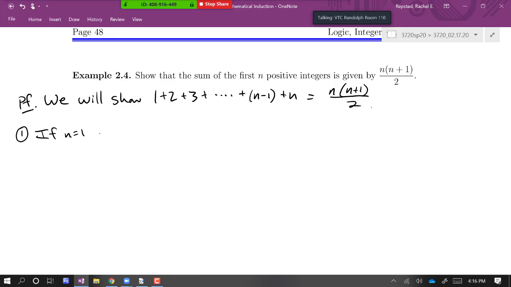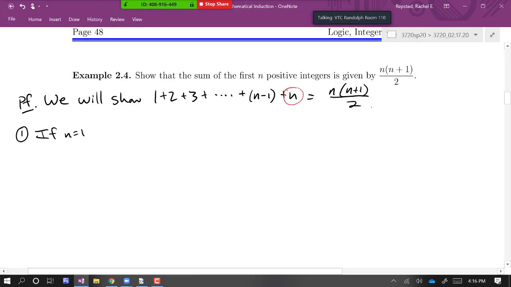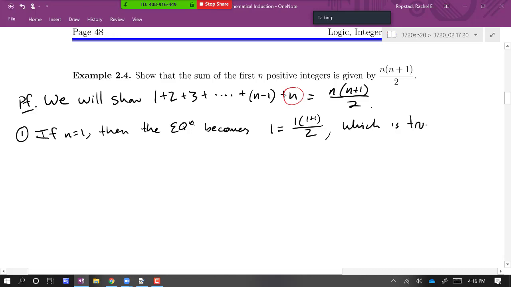It's just 1, right? If n is 1, then the left side of the equation is just one term at the end. The first 1 positive integers is 1, you add that single term, it's 1. So if n is equal to 1, then the whole equation is 1 equals 1 times 1 plus 1 over 2, which is true. Right, because somebody's already observed that the right side does in fact give us 1.